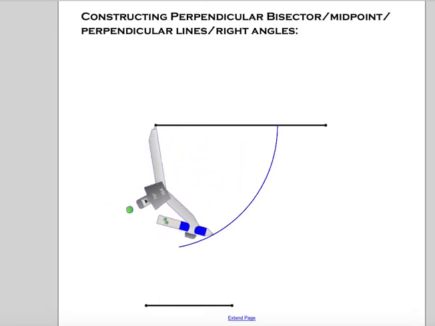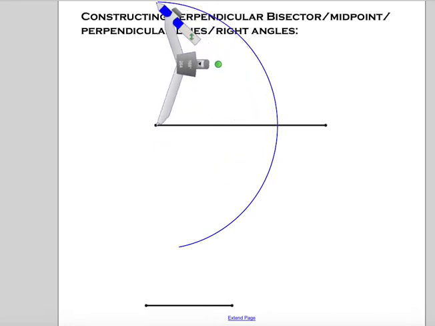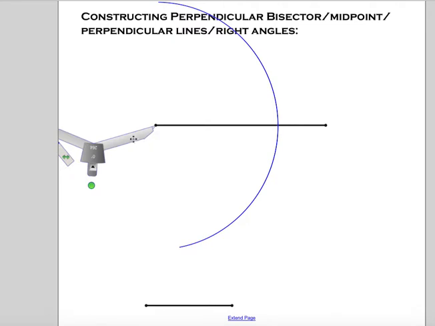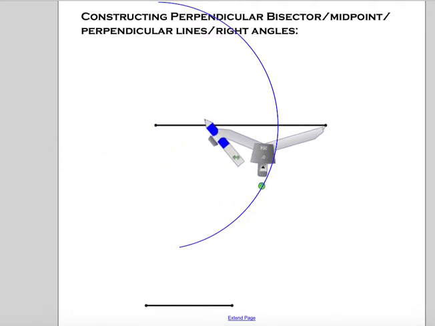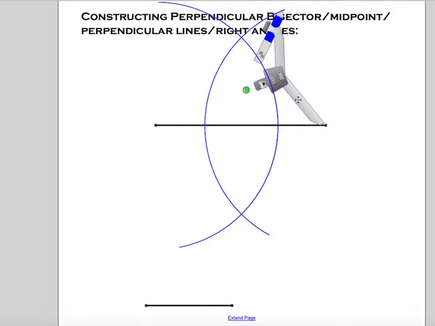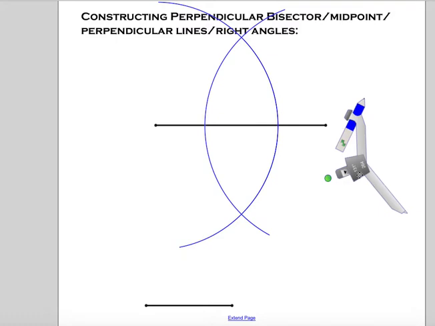Then I like to do a half circle. And then we're going to bring this to the other side of the segment, going with a half circle the other direction. These should cross above and below the segment. If you connect the dots where they're crossing, then that will be the perpendicular bisector of the line.